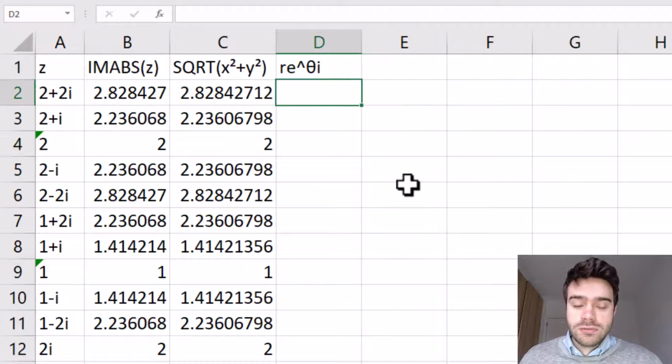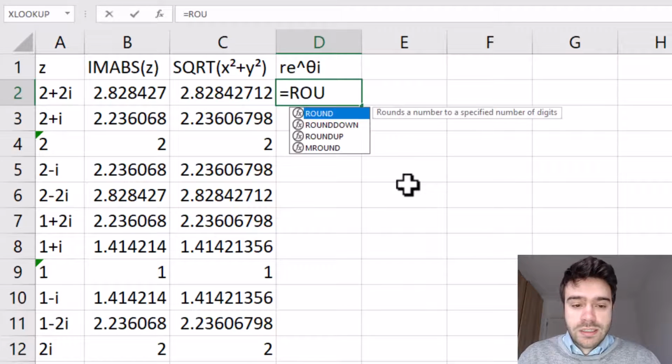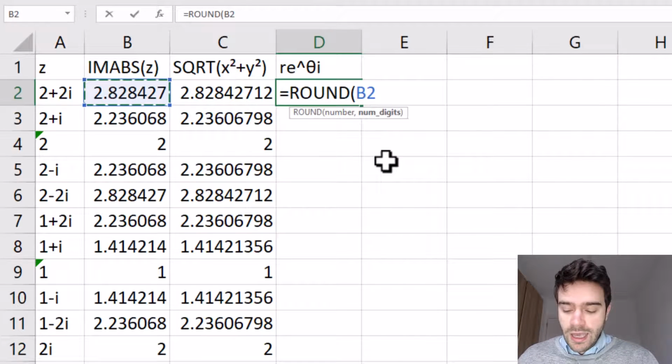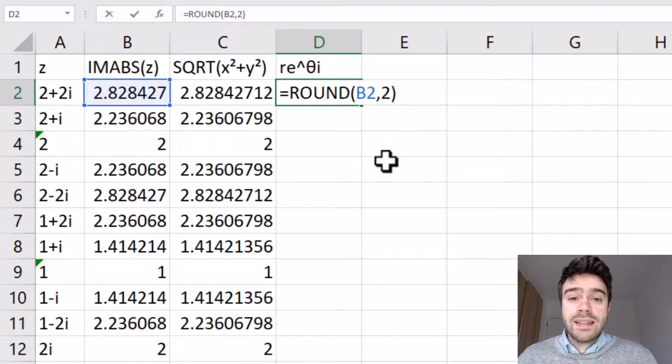Okay, so let's write this then. So it would be r. Now r we've already calculated using the IMABS function. Now I will be rounding this down to 2 units. So we take the argument of the IMABS function and round it down to 2 units. Then I will concatenate this as strings to e to the power of, and then theta i.